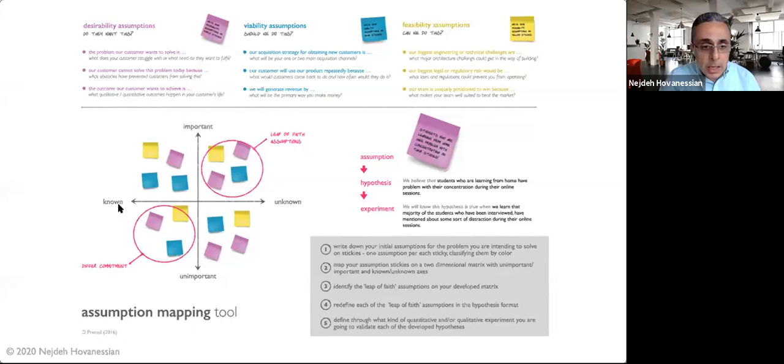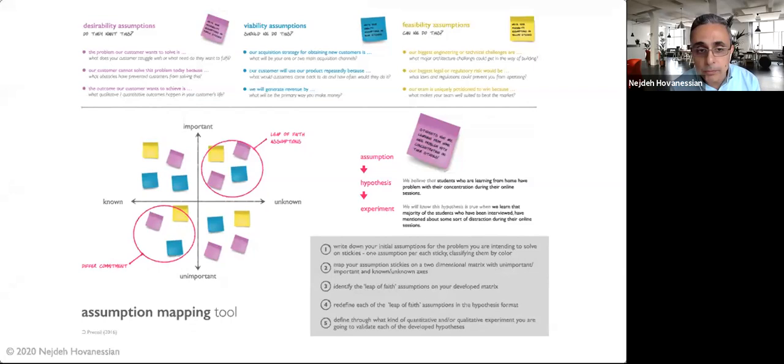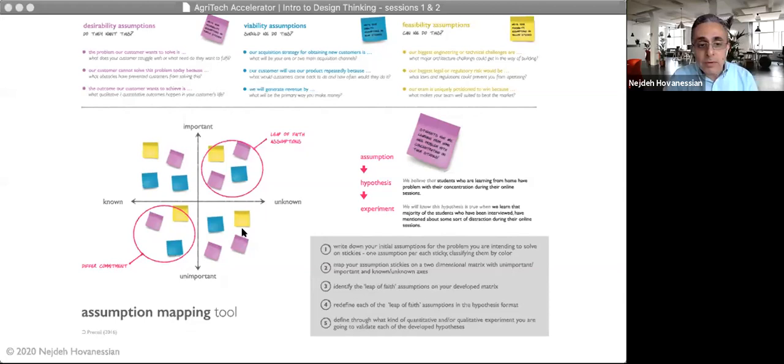We have this part, which is the lower or bottom left side. We suggested that you have to defer any kind of commitment to them. And we have the right bottom side also, which are unimportant assumptions, but they are unknown. If you have already validated your leap of faith assumptions, and if you have time, it will be great to also validate this section of the mapped assumptions. Those who are unknown, but less important than the leap of faith assumptions. Yes, you have to do that if you have time, but they are not the first priority for you. The first priority is leap of faith assumptions.